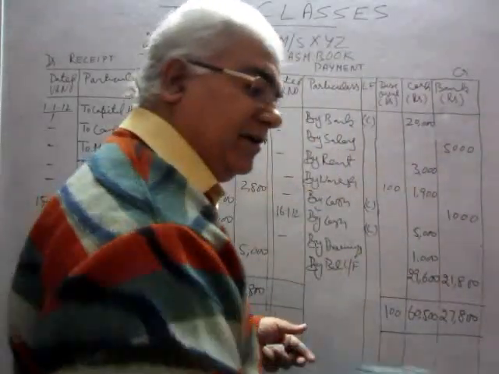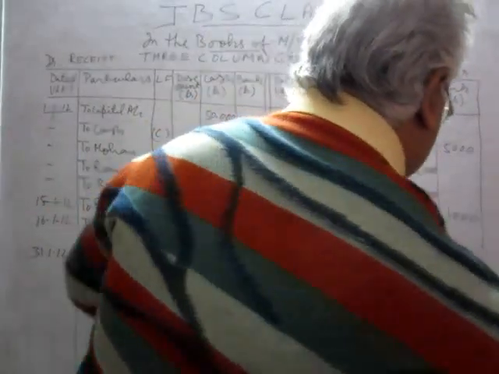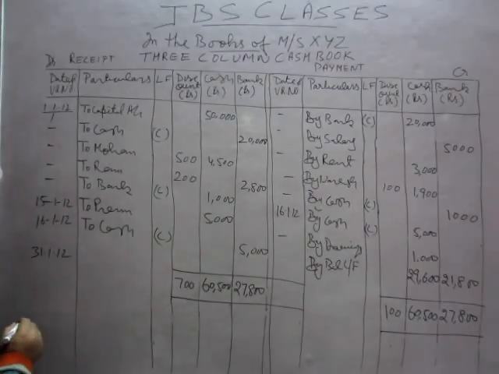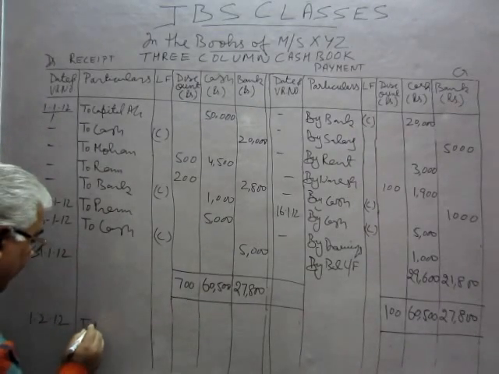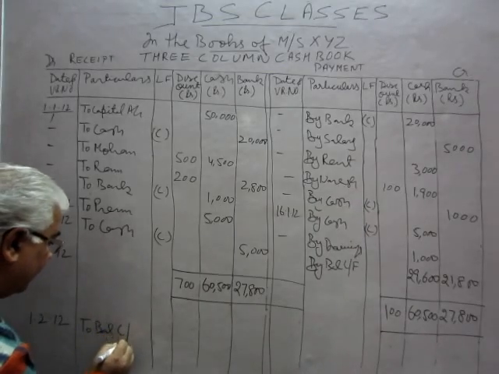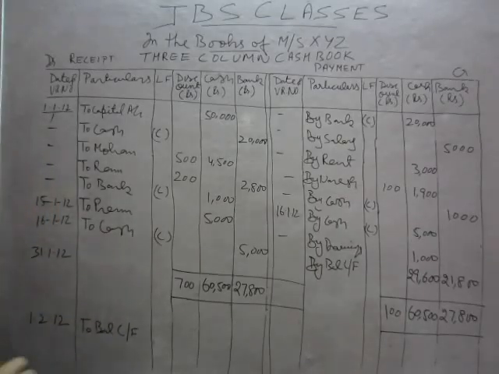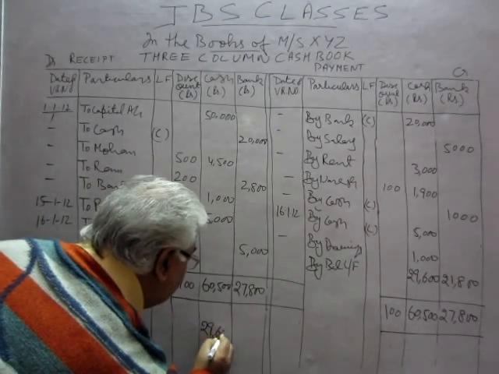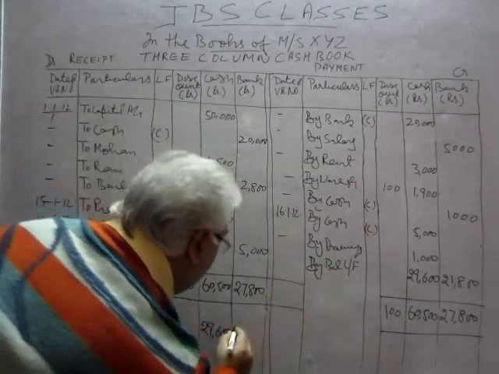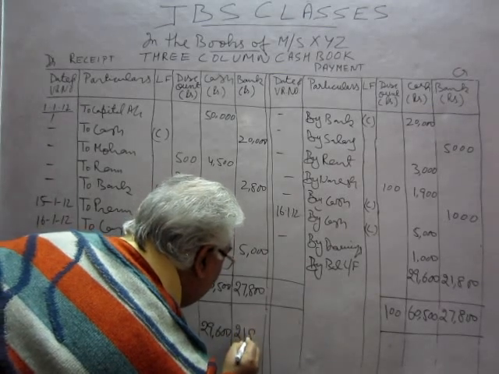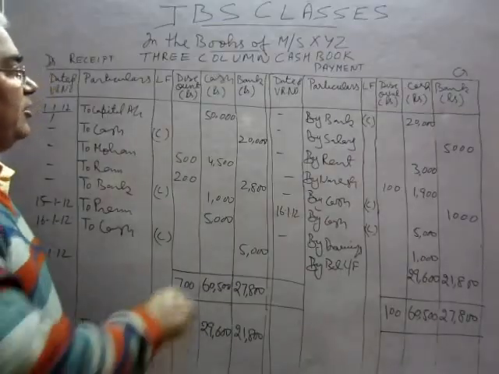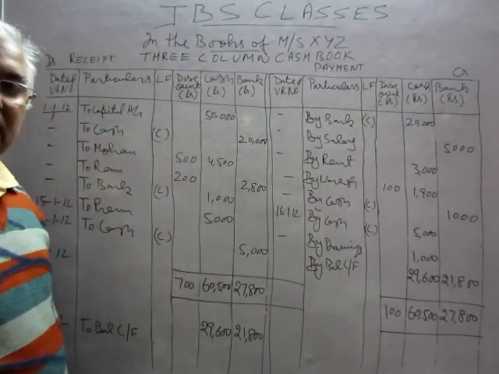Now on the next date, these balances will be carried forward. For example, this is your 1/12/12 balance carried forward. How much? 29,600 in the cash column, 21,800 in the bank column. And let me tell you about discount columns.